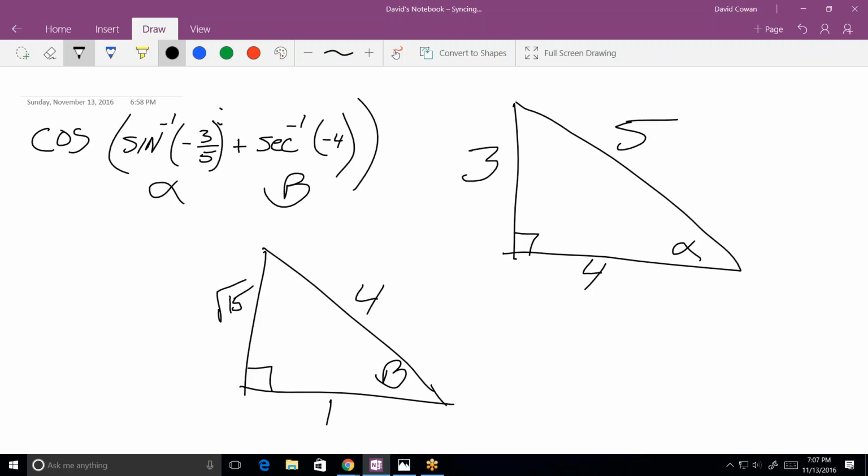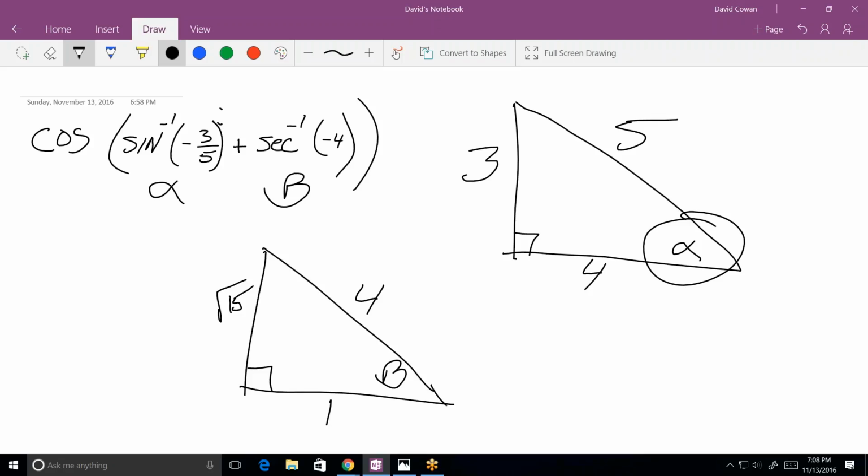Now, we know that alpha is a fourth quadrant angle. How? Because for the inverse sine, if it's positive, it's in the first quadrant. If it's negative, it's in the fourth quadrant and is a negative angle. So it's whatever that angle is there, which is like 37 degrees, but in the fourth quadrant. It's minus 37 degrees.